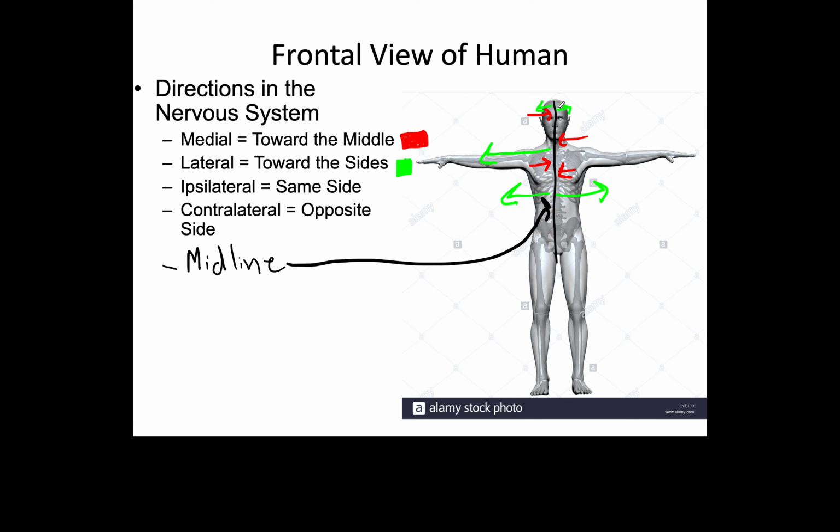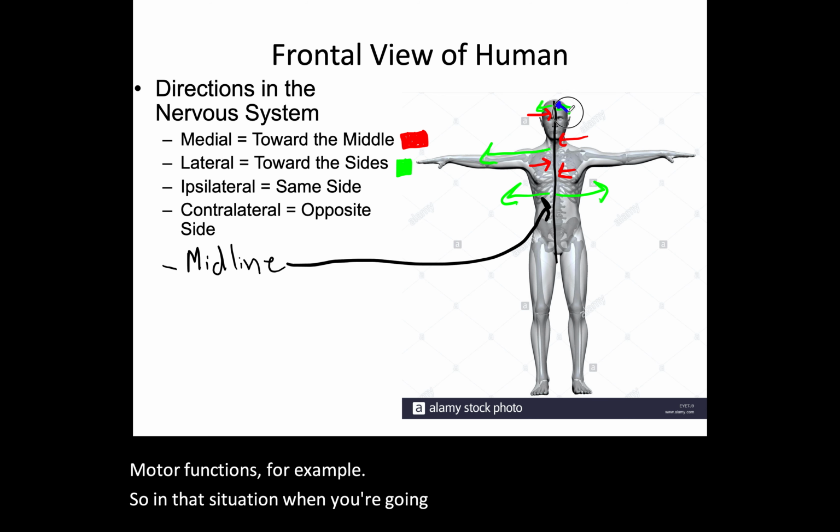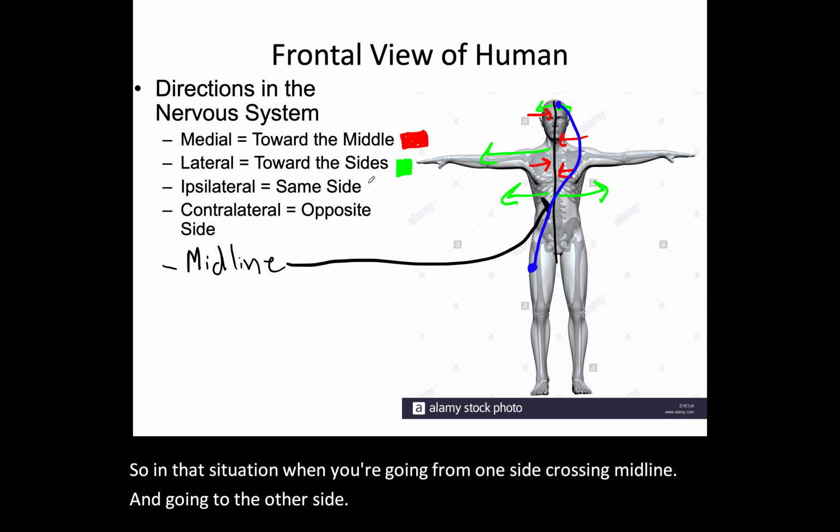Many functions in the nervous system cross sides, motor functions, for example. So, in that situation, when you're going from one side, crossing midline, and going to the other side, that's contralateral.